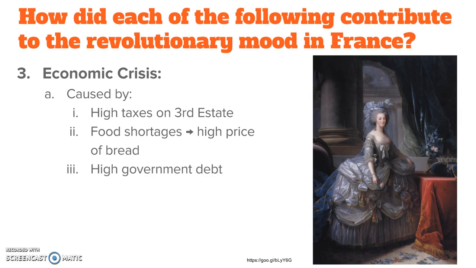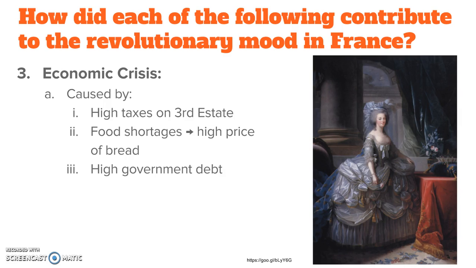There's also high government debt. Now, there's high taxes on the third estate, which is 97% of the population, but remember that the third estate also doesn't have most of the wealth. Most of the wealth is in the first and second estate. They're not paying taxes. So the government is collecting taxes from the poorest people, but it's having trouble paying for all the things that it spends its money on from this revenue from the peasants.